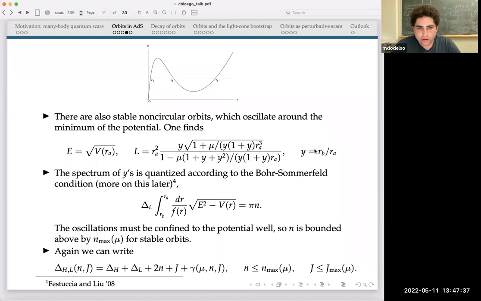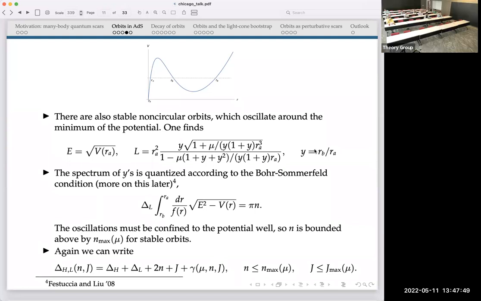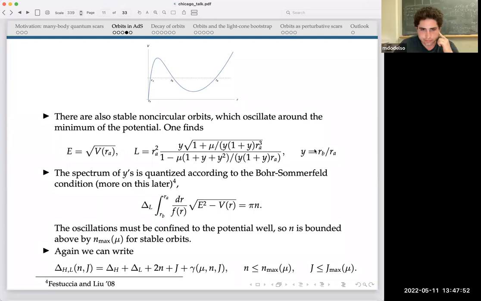The spectrum of allowed y's, or eccentricities of the orbits, is quantized according to the Bohr-Sommerfeld condition, because we have a particle in this potential. I'll go into this in a lot more detail later. Here I'm writing the Bohr-Sommerfeld condition, first written down by Festuccia and Liu. This is the leading order in delta L, so this is for very large masses where the particle becomes effectively classical, effectively localized on the classical orbit.